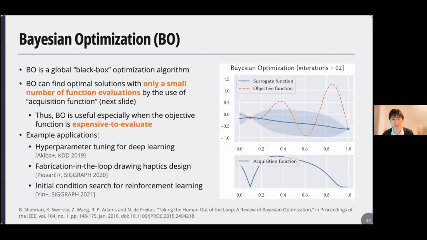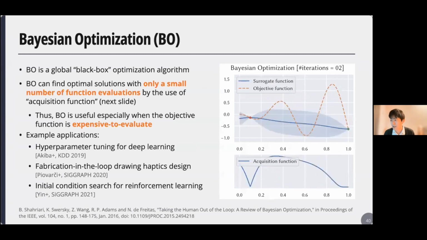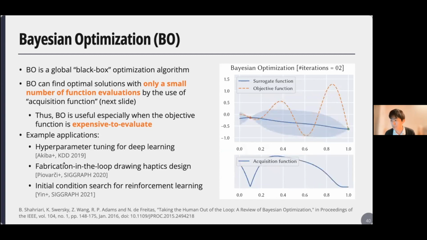And Bayesian optimization is a powerful choice for this kind of problem. BO is a global black box optimization algorithm, and it can find optimal solutions with only a small number of function evaluations. This property makes it useful to manage expensive-to-evaluate objective functions. For example, this technique is used for hyperparameter tuning for deep learning models. And recently, it was used for fabrication-in-the-loop object design, and so on.